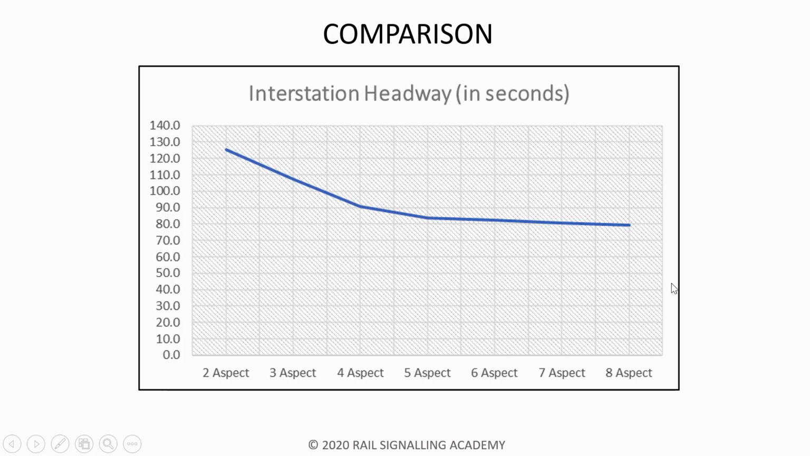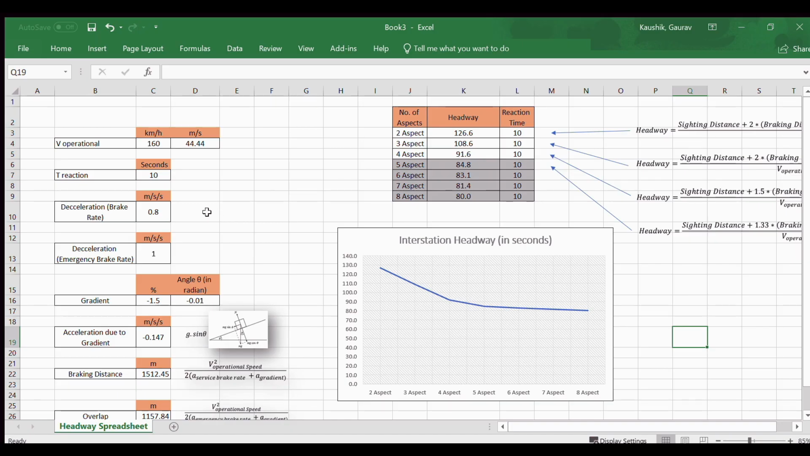Now, this is the graph that I plotted in Excel, but what I'm going to do is take you to the Excel and I'll discuss the different variables in that Excel file, and I'm going to also link it in the description below so that you can download it from there and play with the Excel to see how these headway numbers change. And now we'll look at the assumptions.